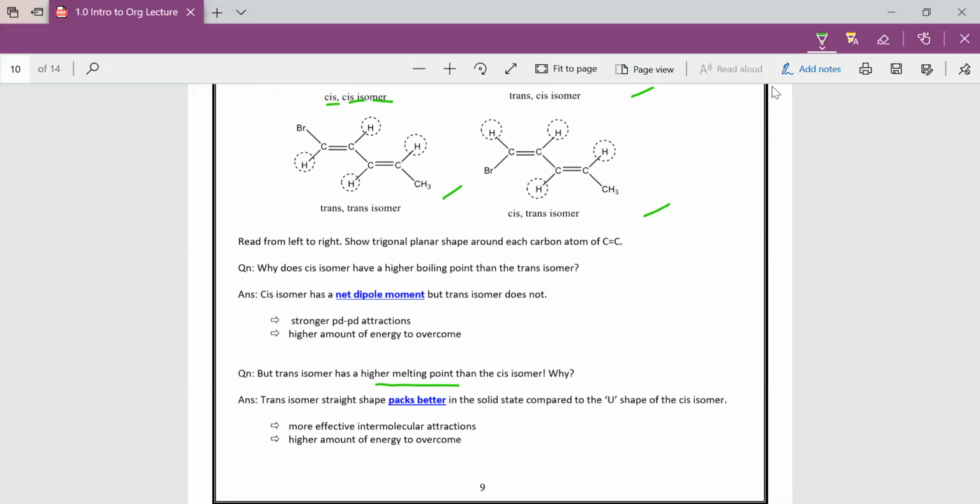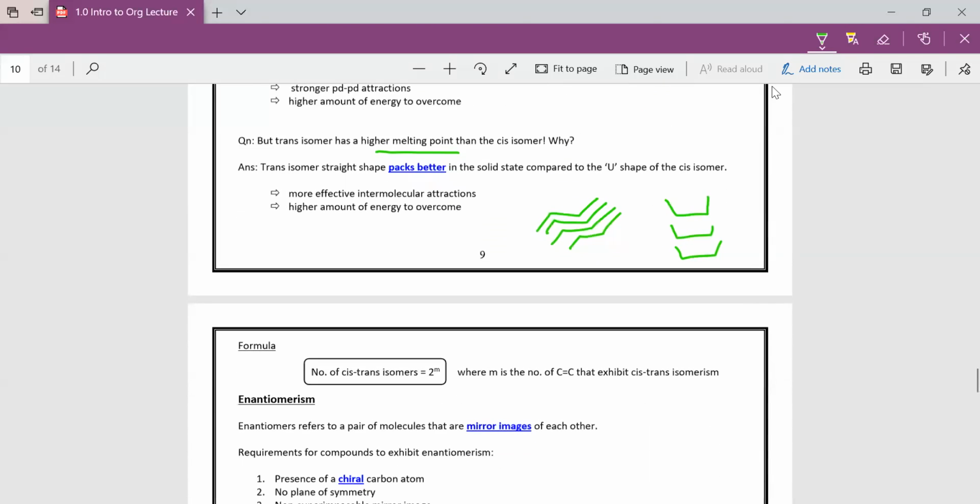Why? Because when we're talking about melting point, we're going from solid to liquid. The trans isomer packs better. They are more compact if you pack them together compared to the cis isomer, which is less compact in the solid form. So there are more effective IMF and therefore a higher amount of energy to overcome.